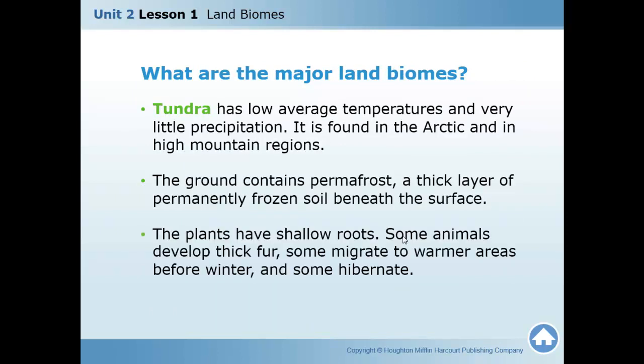So we have something we call the tundra. Tundra has low average temperature and very little precipitation. It is found in the Arctic and in the high mountain regions. The ground contains permafrost, a thick layer of permanently frozen ground.